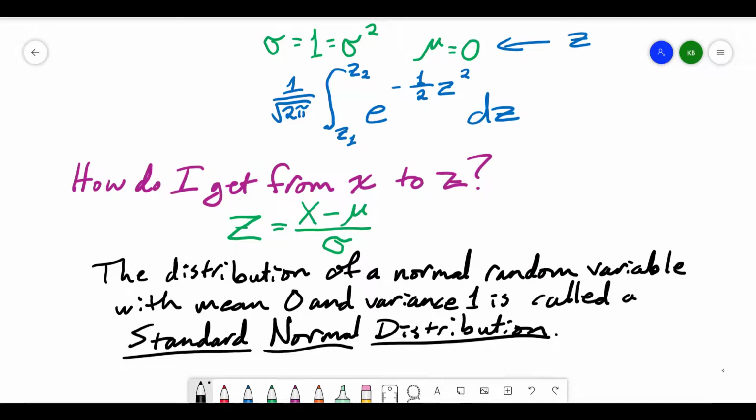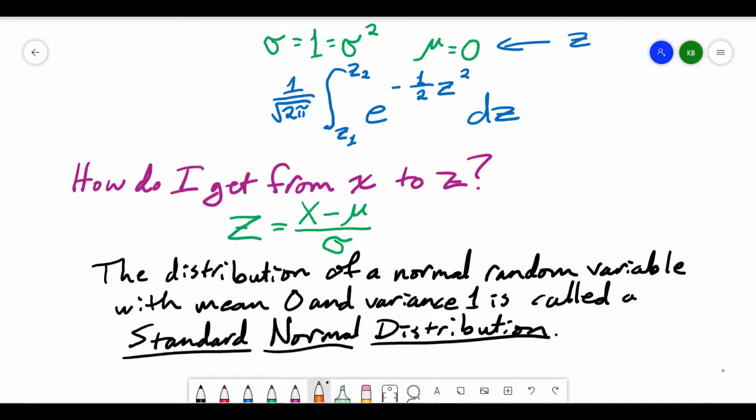And in fact, when I do this, the distribution of that z variable, that normal random variable, is called a standard normal distribution. So any distribution of a normal random variable with mean 0 and variance 1 is going to be called a standard normal distribution.